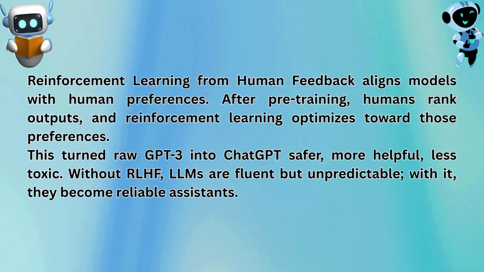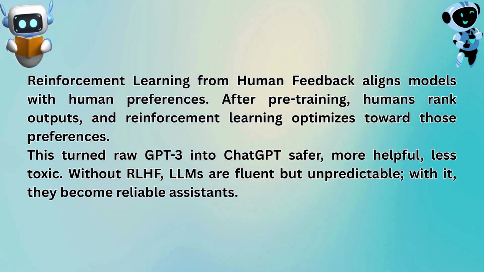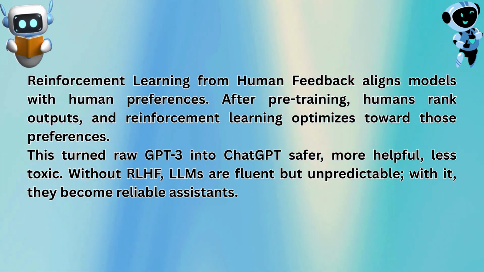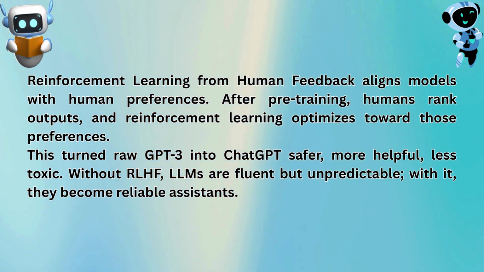What is RLHF and why is it used? Reinforcement learning from human feedback aligns models with human preferences. After pre-training, humans rank outputs, and reinforcement learning optimizes toward those preferences. This turned raw GPT-3 into ChatGPT, safer, more helpful, less toxic. Without RLHF, LLMs are fluent but unpredictable. With it, they become reliable assistants.